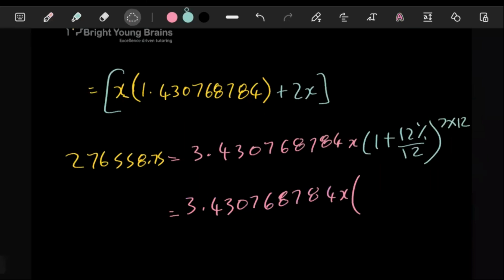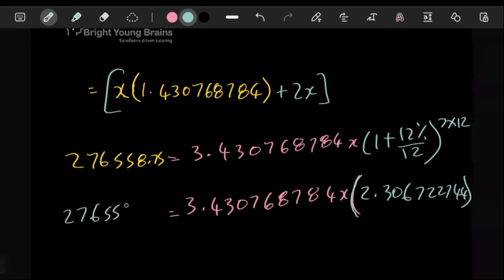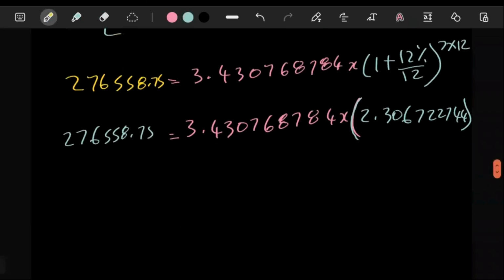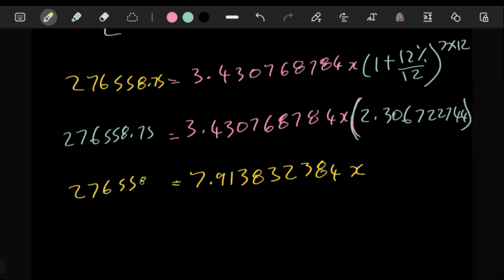So this value here, in the calculator, is giving us 2.3067227, and then this is 276,558.75. Perfect. Now remember, this value is being multiplied by this value. So you can just put those numbers in your calculator: this number here times the 3.43076878 is giving us 7.913832384x. This is equal to our 276,558.75. Perfect.